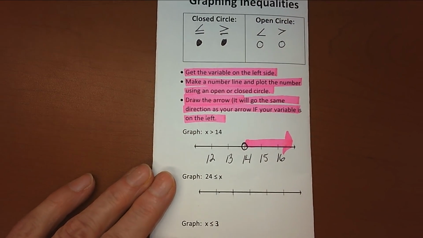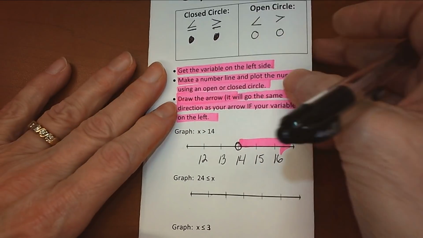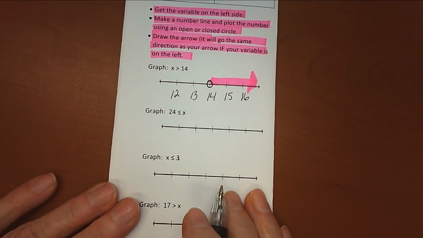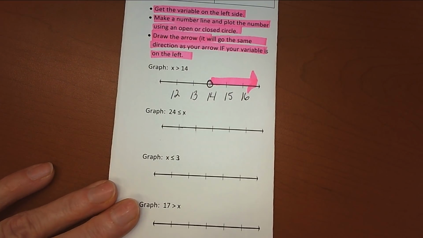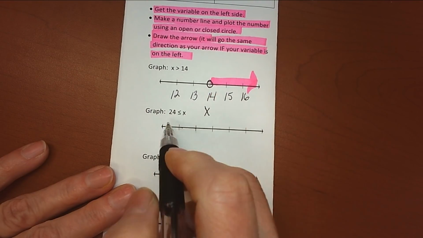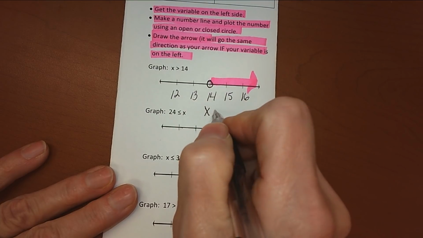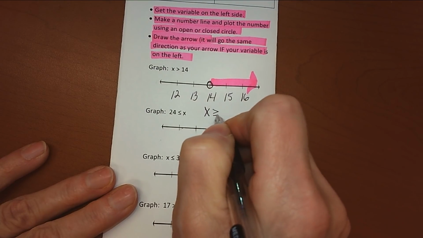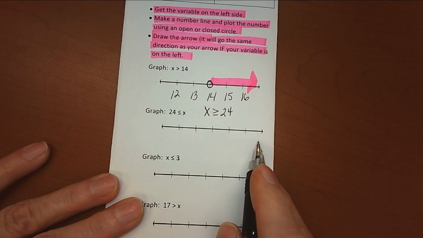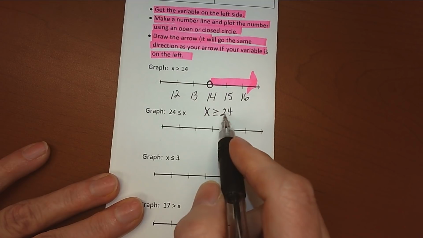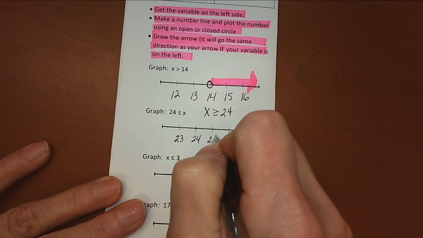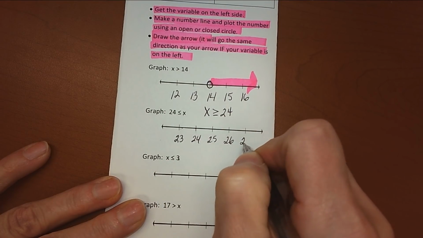All right, our next one is 24 is less than or equal to x. Now, with this one, we don't have the variable on the left-hand side, so we want to get that in that form, just so our graphing is easier. So I'm going to change my x to the left side. I'm going to flip my inequality so that the bigger part is still pointing towards the x, and then I put my number on the other side. So we need to have 24 down here. That's the magic number. Everything is going to be compared to that. So I'll do 23, 24, 25, 26, 27.